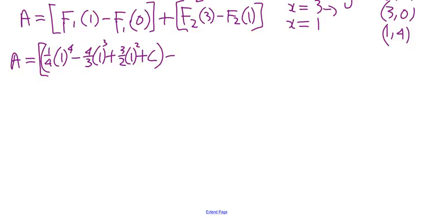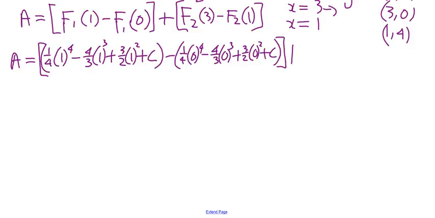Okay, minus 1/4 of 0 to the 4th minus 4/3 of 0 cubed plus 3/2 of 0 squared plus c. Plus. I'm going to go down to the next line. You should be able to get it across the page.